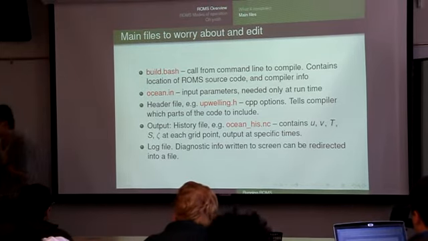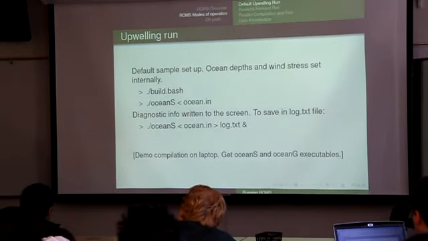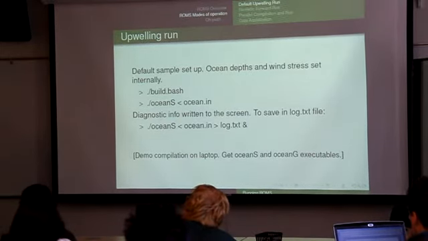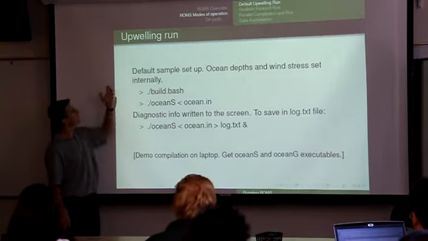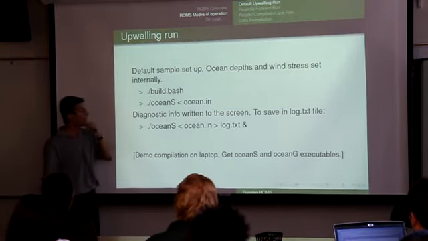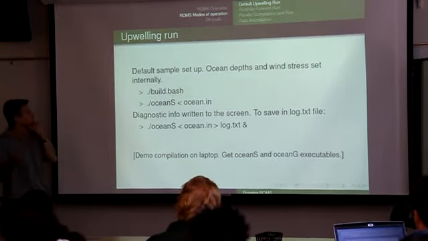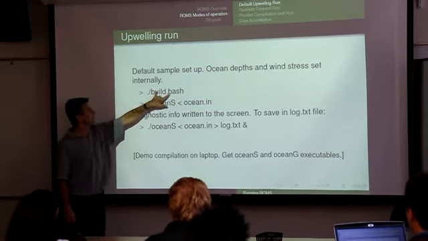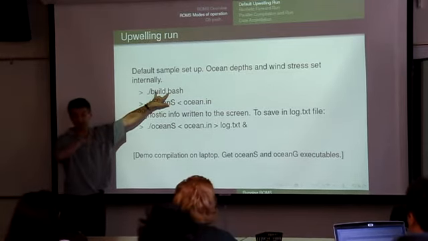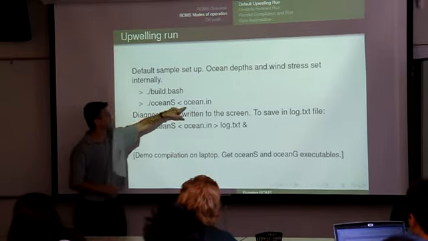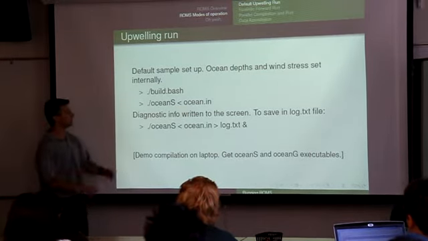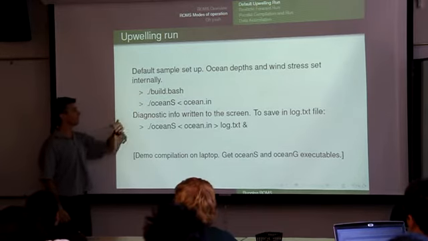Let me show you. So this is the default simplest upwelling run. What would you do to compile it? Well, you would go into this build.bash file, make sure everything's teed up correctly, and you set up your ocean.in file, make sure everything in it is set up correctly. You compile it with this command, and you run with this command.